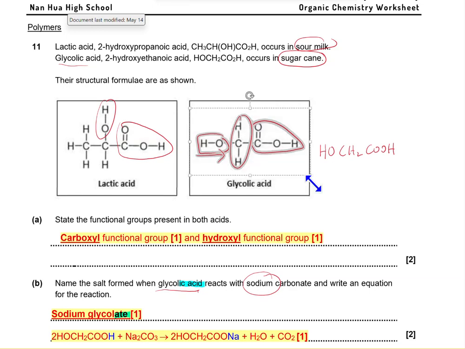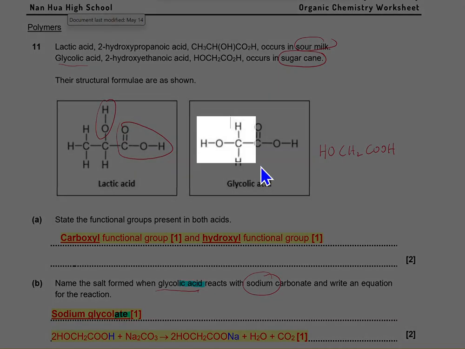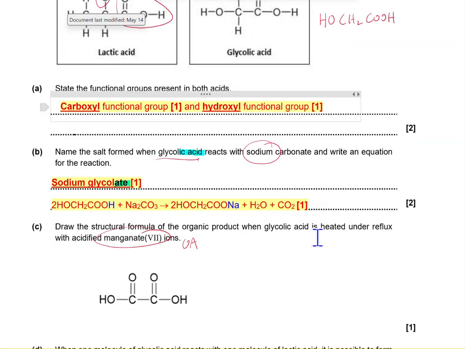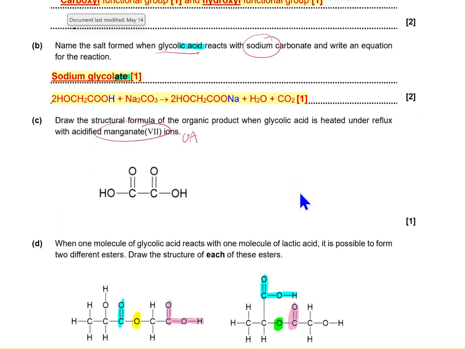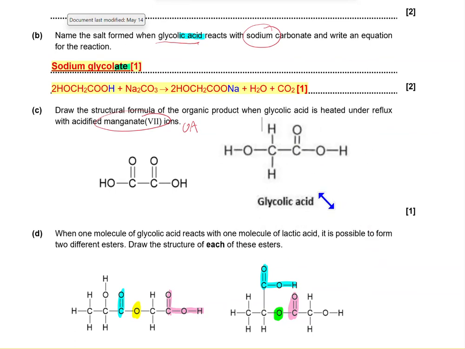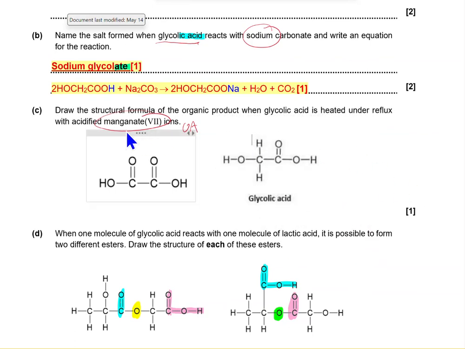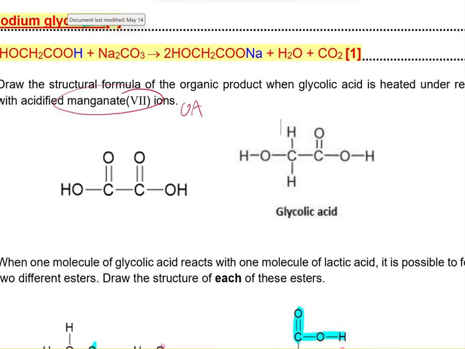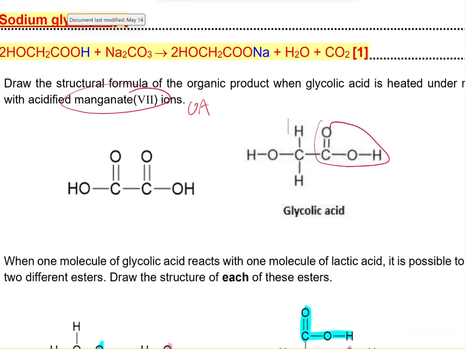Let me remove all this first. I'm going to bring this down for you to see more clearly. When an alcohol is heated with an oxidizing agent, it forms the acid. Now look carefully down here. This is already an acid functional group. It will not change. That's why it's the same here. The next part will be this.